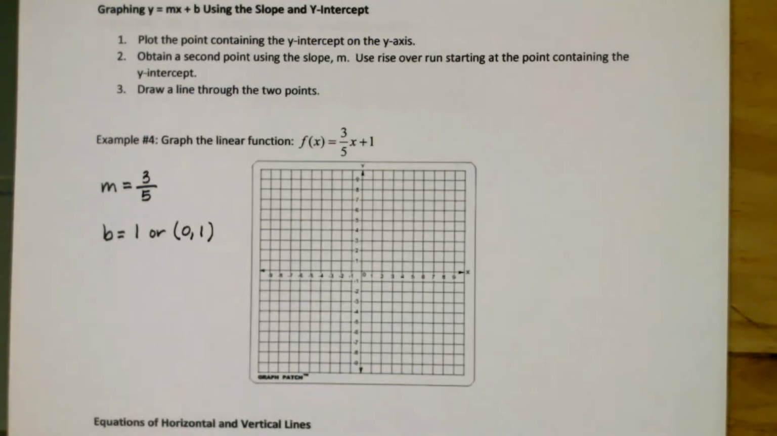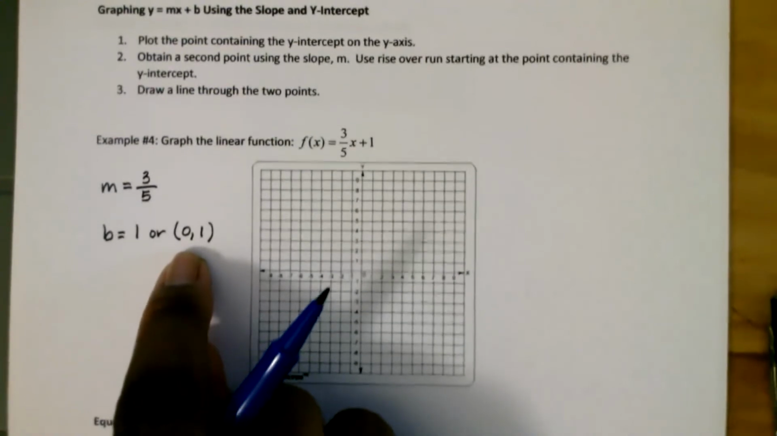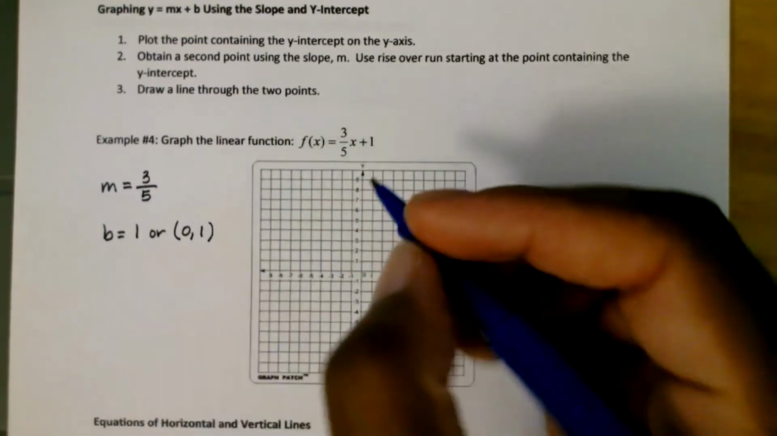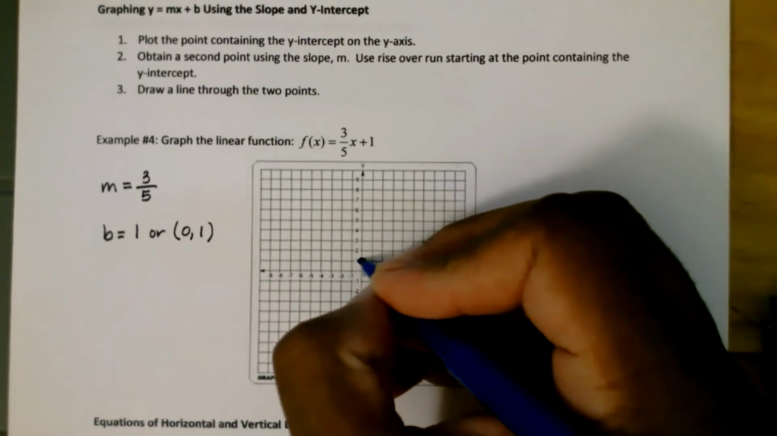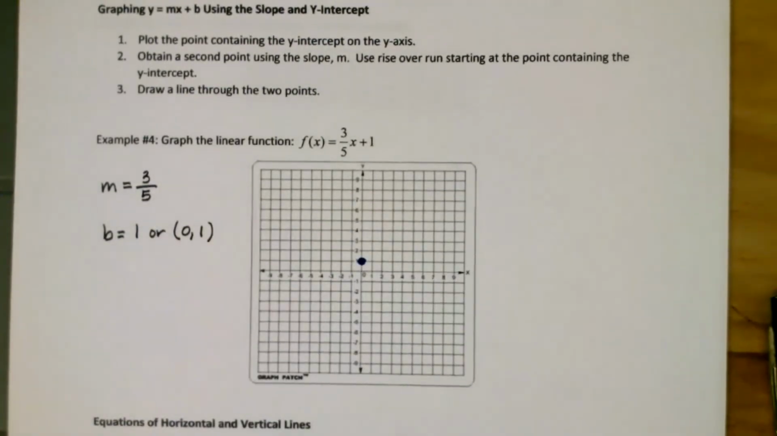Okay, so now let's use this to do our graph. So the first thing we do here is plot the y-intercept, which is actually the ordered pair 0, 1. So we stay at 0, but go up 1 and draw that point. That's your y-intercept.